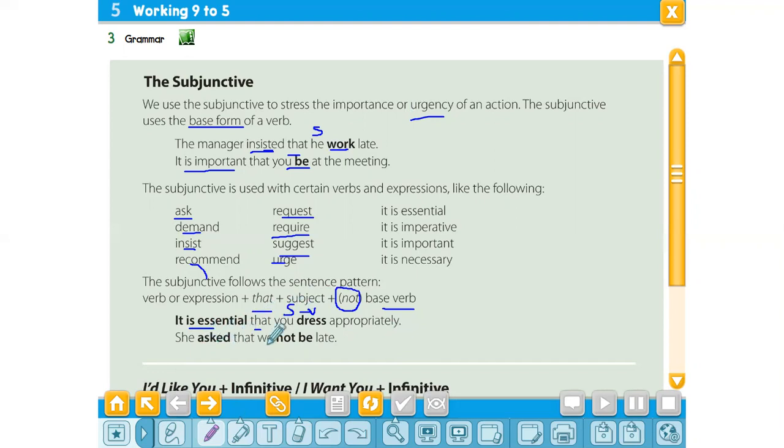She asked that we not be late. We not be late. Why, teacher? It's past simple. No, it's subjunctive. I used asked, after that, subject, not plus be. Okay, the base form be.